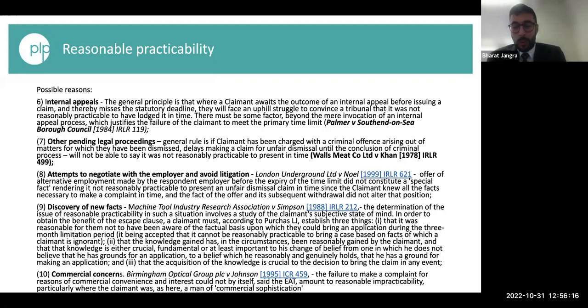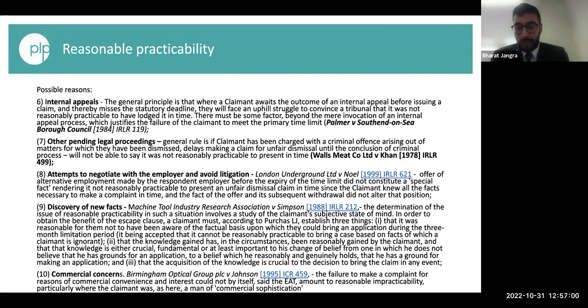And that links in also to the next point as to whether there are other pending legal proceedings. If an individual delays making a claim for unfair dismissal, for example, until the conclusion of the criminal process, they will not be able to say it was not reasonably practicable to present it in time. Again, if they know about their claims and the time limits, it's for them to bring their claim first and then, if appropriate, seek an adjournment or appropriate directions for the case to be dealt with at the conclusion of those other legal proceedings.